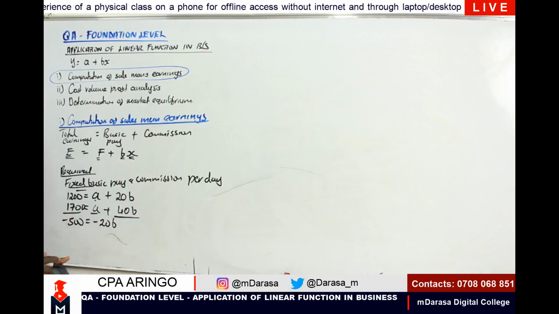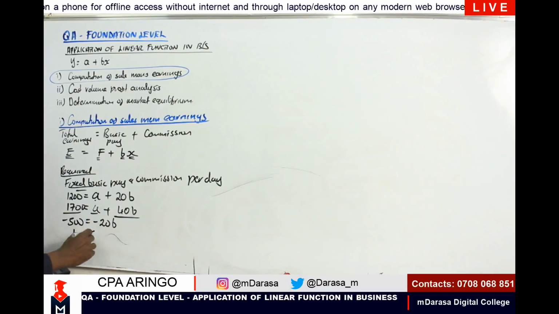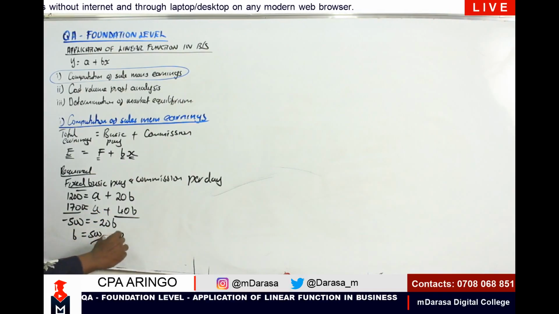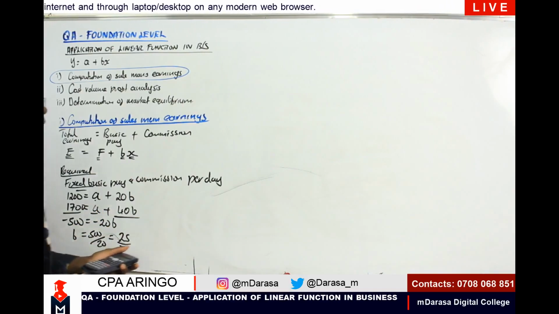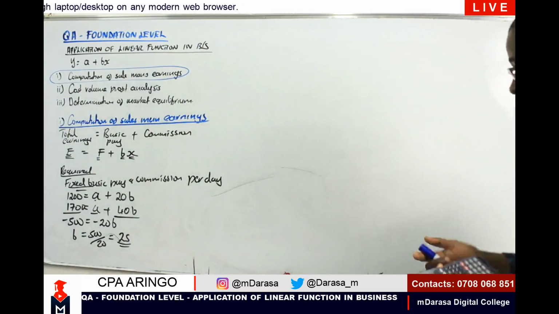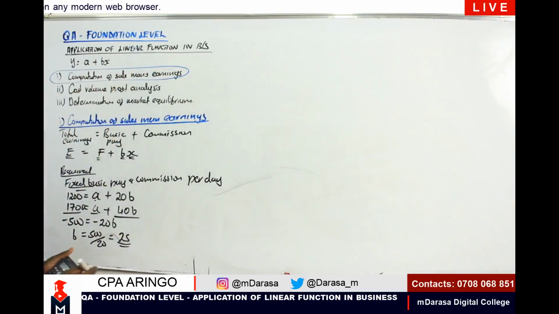So what is our B? Clearly, you can agree that our B should be equal to 500 divided by 20, which gives us 25. So you can agree that at this point, the commission paid per unit is 25 shillings. So that is our commission paid per day, 25 shillings.